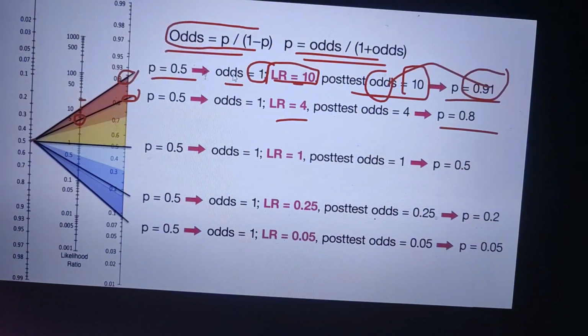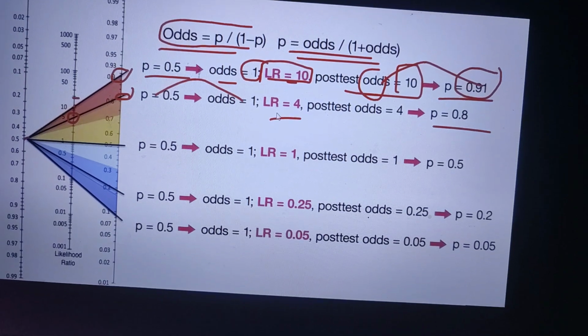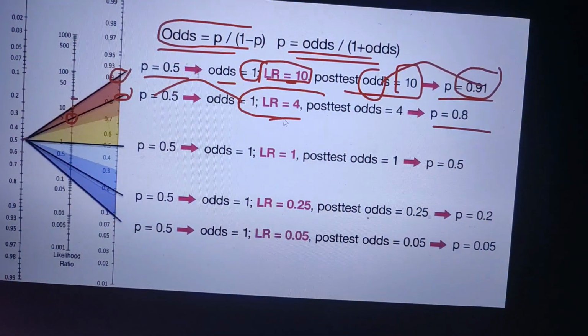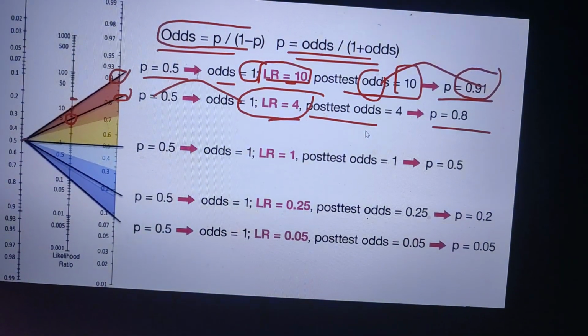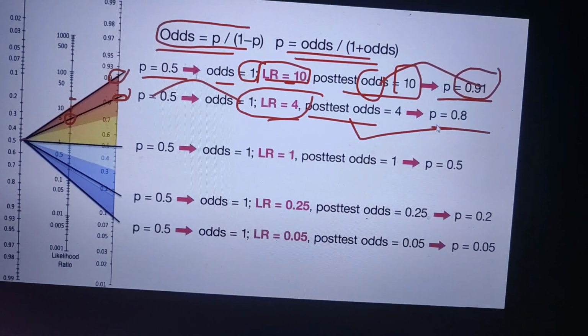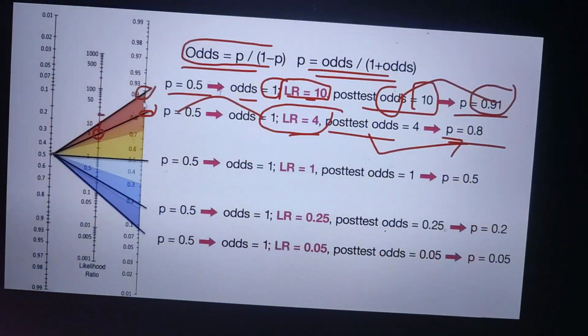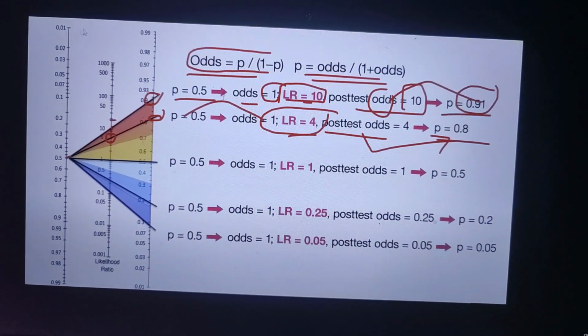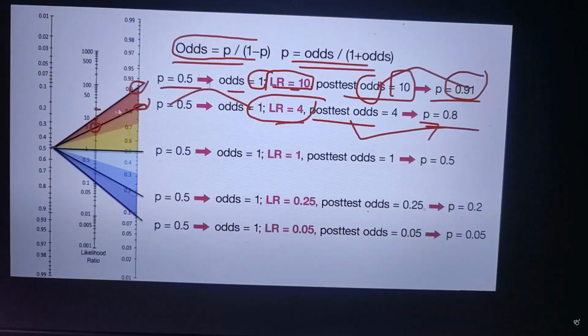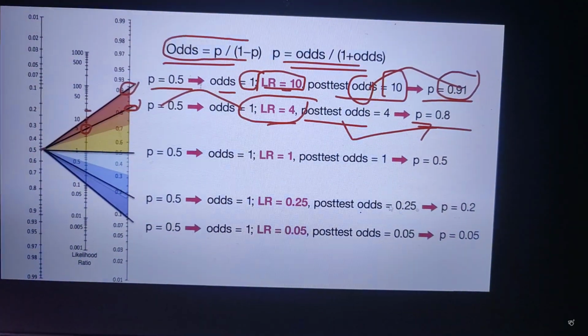So first of all, you have to convert probability into odds, then multiply odds with likelihood ratio, you will get post-test odds, and then you have to convert again odds into probability. But if you use this chart, then you can directly estimate from here. You don't need to go through this calculation.